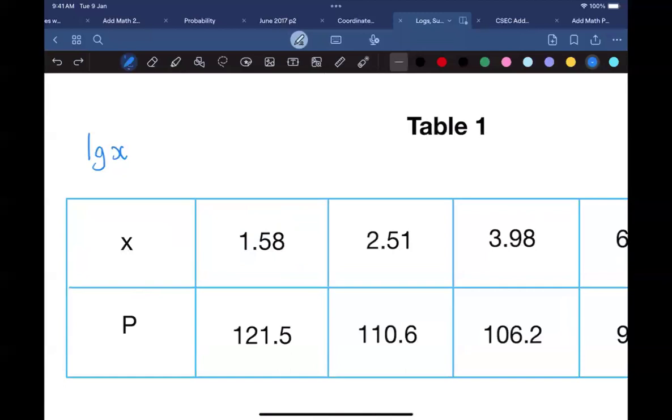Hold on, the base is 10, right? Yep. I'm just making sure. That'll be 0.198. Round it off to two decimal places. 0.20. Right? Nicholas, plug 2.51 into your calculator.